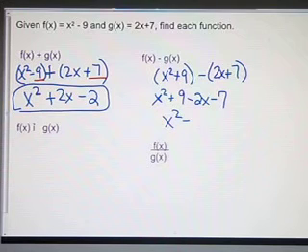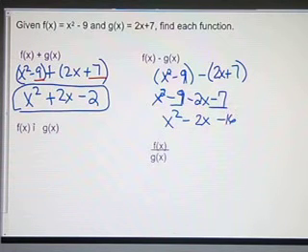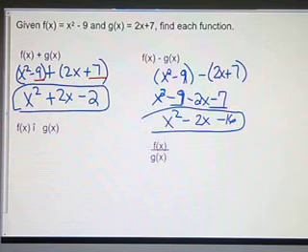x squared minus 2x. Now my problem becomes I have a positive 9? Oh, I did it again. Oh my gosh. Sorry about that, guys. It's a negative 9. I'm just copying it down wrong. I apologize. Quality control isn't where it should be. All right. So I have a negative 9, and I need to combine it with a negative 7. I get negative 16. And that's my answer.